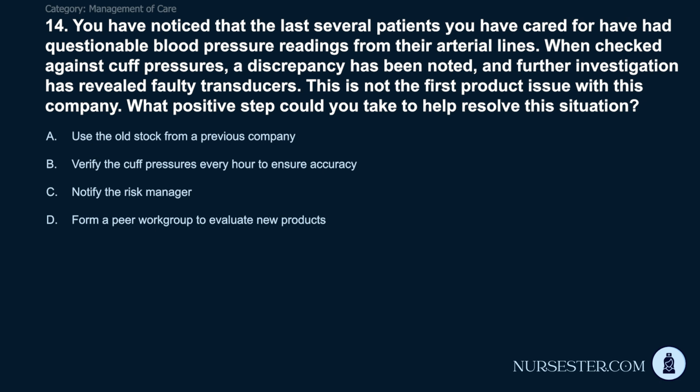What positive step could you take to help resolve this situation? A. Use the old stock from a previous company. B. Verify the cuff pressures every hour to ensure accuracy. C. Notify the risk manager. D. Form a peer work group to evaluate new products. Correct answer: D. Form a peer work group to evaluate new products.